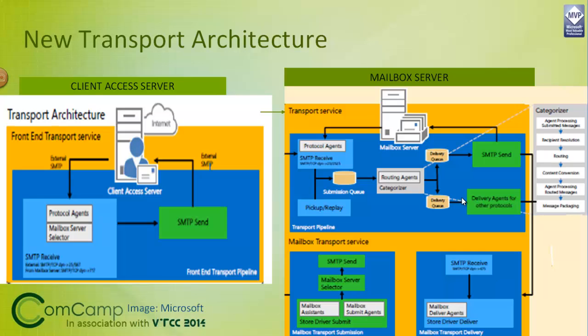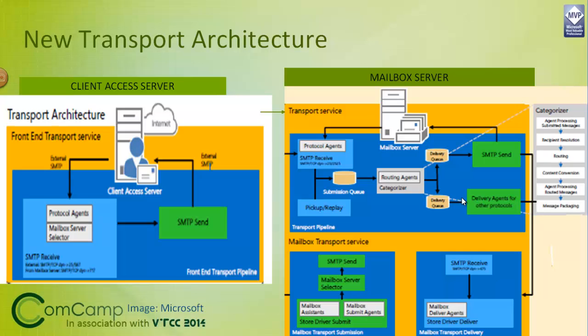Transport service can deliver the message to any other mailbox server, or it can send the email out to the internet, or it can receive the email from the internet. So if you can see, the most important service here is the transport service. The next important service here is the mailbox transport service. So this is the third transport service in the suite of transport architecture.